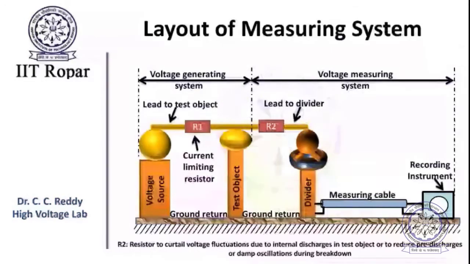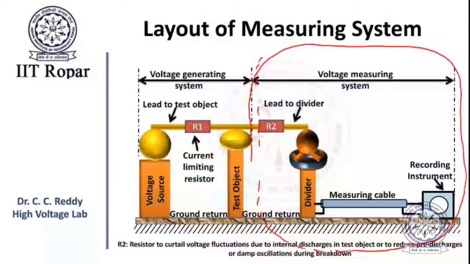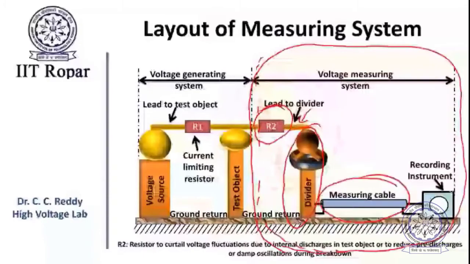So this was the layout of the measuring system that was explained in the last lecture. The voltage measuring system consists of this region. Just to recall, it involves the resistor R2, the damping resistor, and then this connecting lead, and then this divider, and after that this signal cable or measuring cable, and then the oscilloscope.